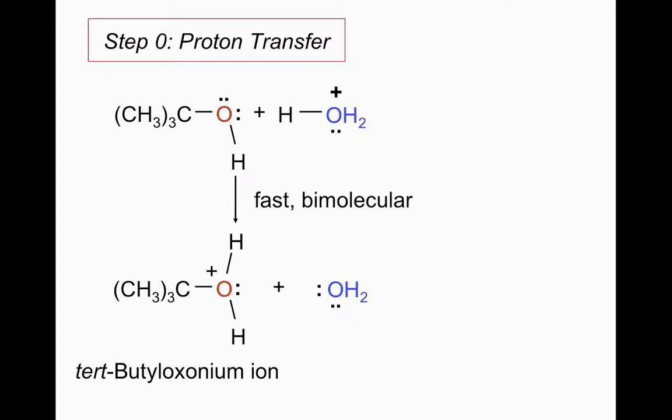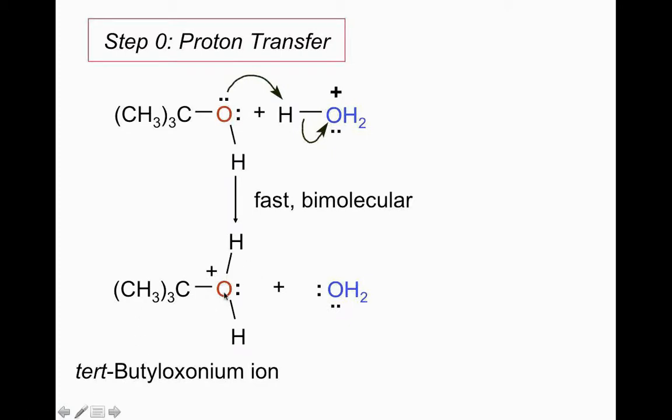Step 0 of this mechanism should look very familiar to you from the elimination and addition reactions in previous weeks. In this step, the alcohol molecule picks up a proton from a nearby hydronium molecule to become an oxonium ion. This step in the mechanism is very fast and is bimolecular because it involves the transfer of a proton between 2 oxygen atoms. The oxonium ion now becomes quite a good leaving group and can dissociate to become the carbocation.